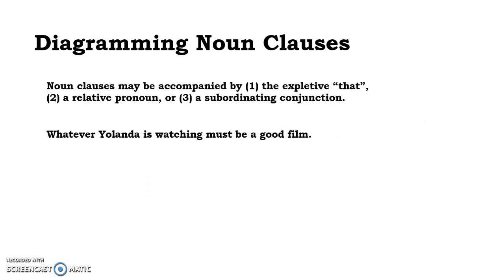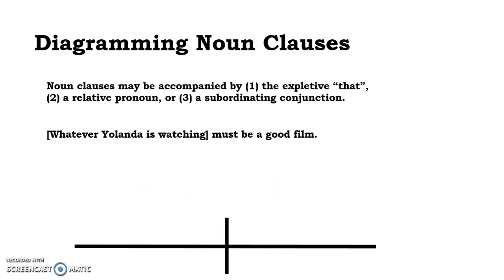Whatever Yolanda is watching must be a good film. Whatever Yolanda is watching is our noun clause, and that relative pronoun there clues us in. We can see by its placement in the sentence, by its context, that here it is the subject of the sentence. Whatever Yolanda is watching, that's the thing, that's the subject. That must be a good film. Right. So, let's color code this. Must be is our verb structure, and then this whole noun clause, that's the subject.